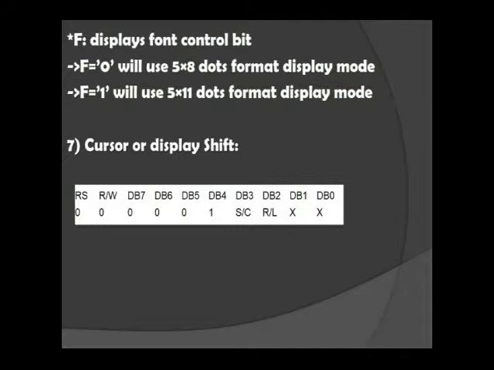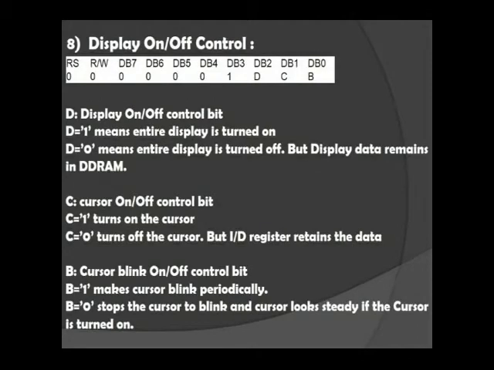Display on or off control. This instruction controls display, cursor and cursor blink. D is the display on or off control bit. D equal to 1 means the entire display is turned on, and if D is 0, it means the entire display is turned off. C is the cursor on or off control bit. If 1, then the cursor is on, and if 0, then the cursor is off. B is the cursor blink on or off control bit. If it is 1, it makes the cursor blink periodically, and if it is 0, it stops the cursor from blinking and the cursor looks steady if the cursor is turned on.